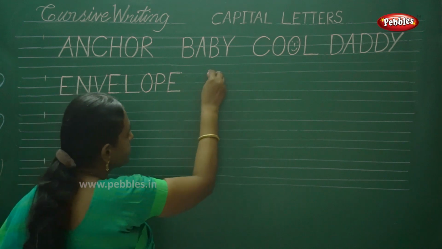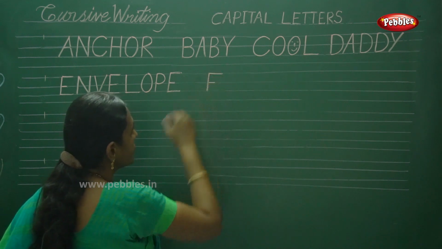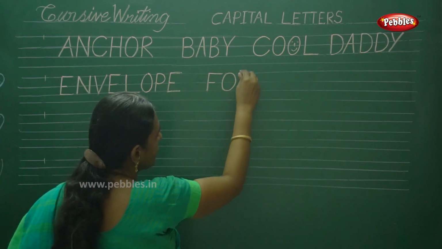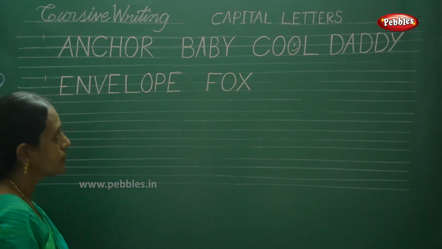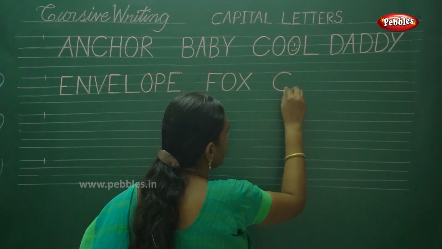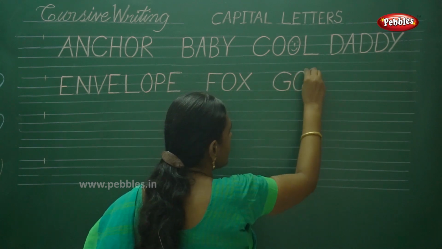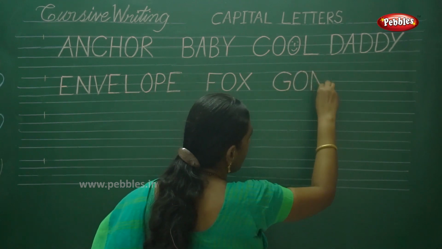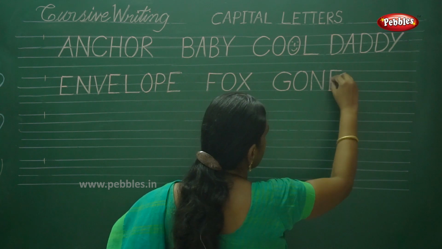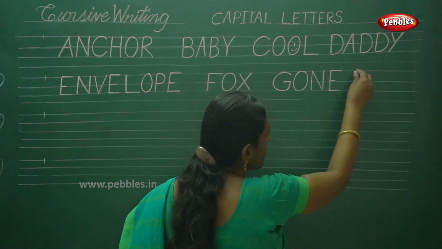Okay, then F, okay, O, X, fox. Then G letter words, that is G, gone, G-O-N, and E, gone.